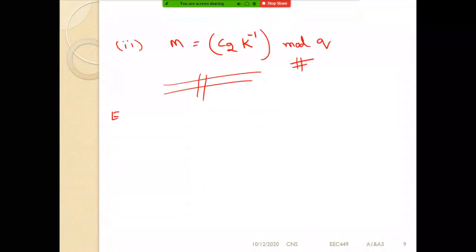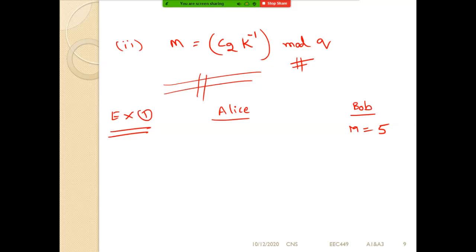So example 1, all of you take this. Here suppose this is Alice and this is Bob. Bob wants to transfer something, some M is equal to 5. This has to be delivered to Alice. So M is equal to 5. Now, I'm taking Q is equal to 7. This can be known to any fellow. So the prime number I'm assuming as Q equal to 7.